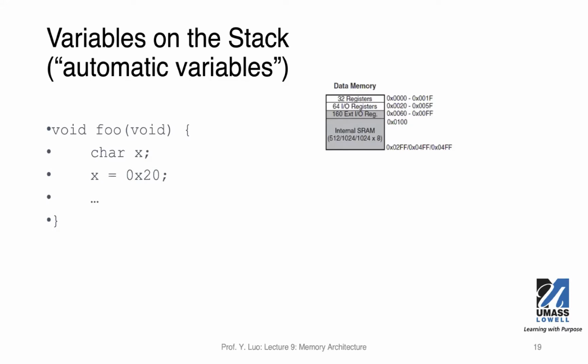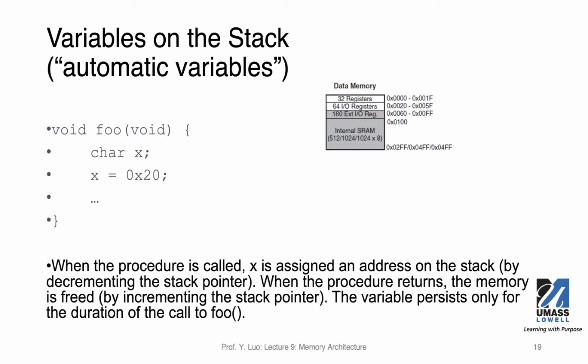Now, if we don't have a static declaration before the type, so we have our character type variable x, in this case this variable will be an automatic variable, and it will be allocated on the stack. The stack is where the procedure or the function is maintained. It's a space that will be allocated when you enter this function, and deallocated when you finish this function, so when we exit from here.